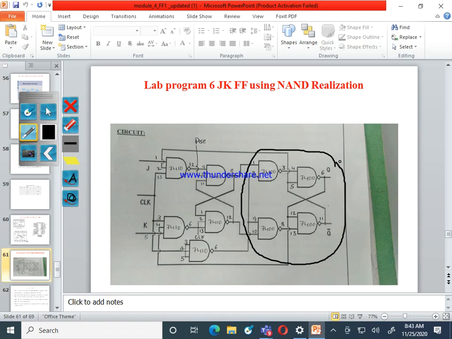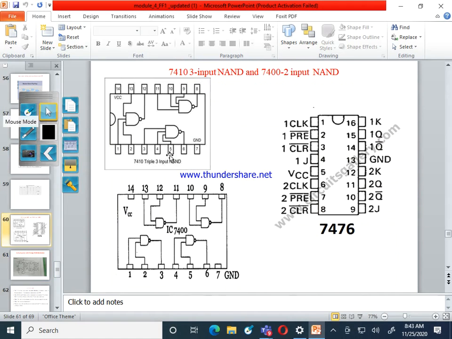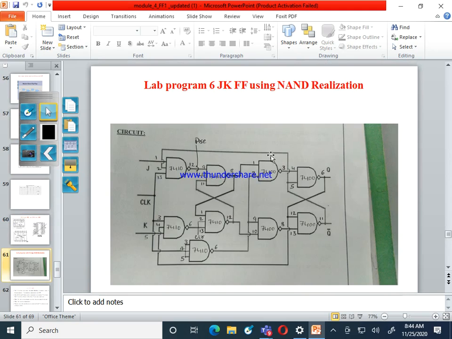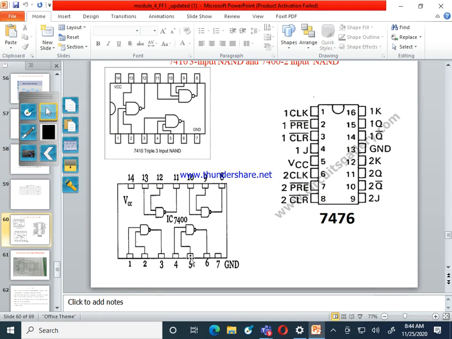Then pin number 1, you can see this is the 7400. How many NAND gates are there in a single IC? 4. Then one IC is enough. How many are left out with us? In our diagram, 1, 2, 3, 4: 4 of the 2-input NAND gates are left out. For that, a single IC is enough. 7400 is enough. Yes.